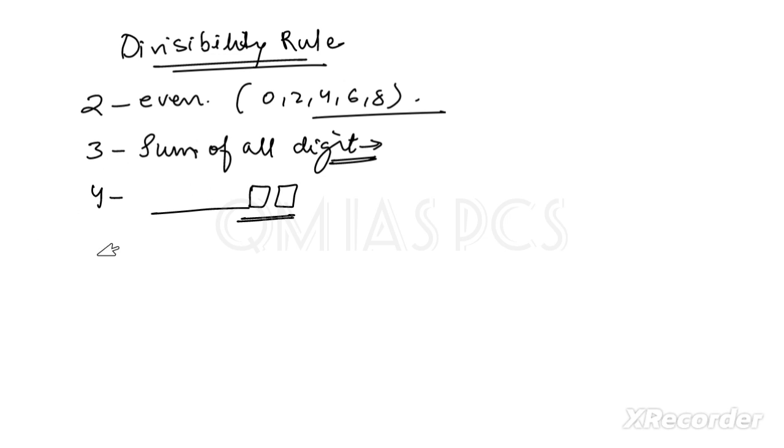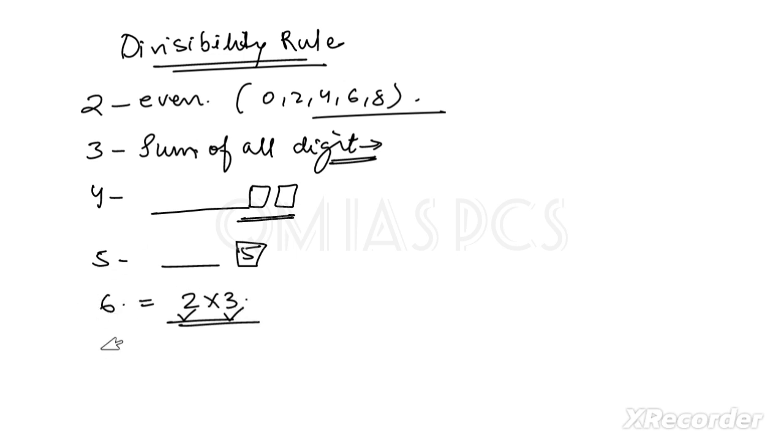For 5, the unit digit must be 5. For 6, 6 is equal to 2 multiplied by 3, so the condition for 2 and the condition for 3 should both be satisfied. For 2 it should be even. For 3 the sum of all digits should be divisible by 3, not 6. Combining both concepts, the number will be divisible by 6.